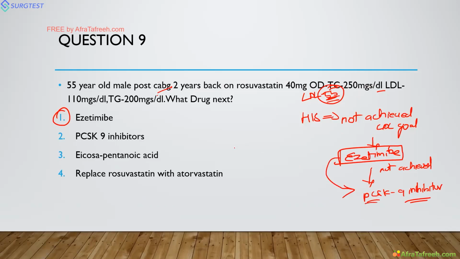Now a new drug has come, and I will tell you its mechanism of action. Can anyone name the drug? It is an ATP citrate lyase inhibitor. This was a question in the recent INICET also. Very good, it is bempedoic acid. Bempedoic acid is an ATP citrate lyase inhibitor, which acts at the step prior to statins, before HMG-CoA reductase.